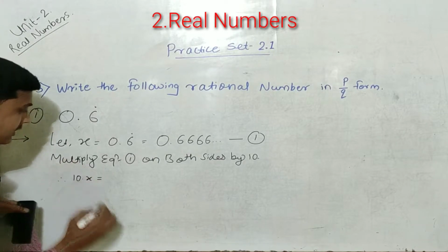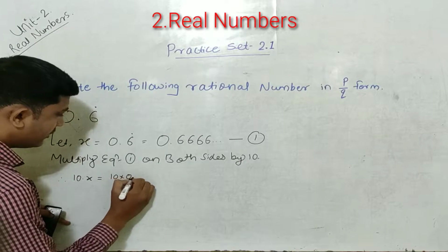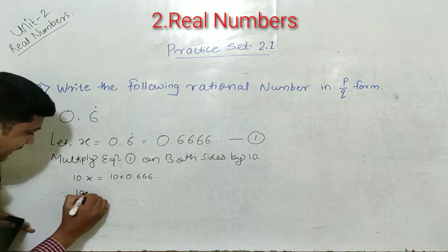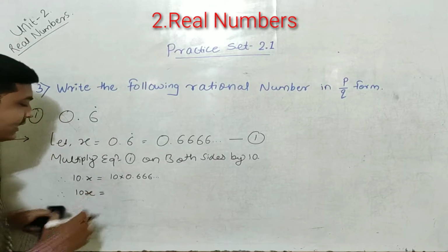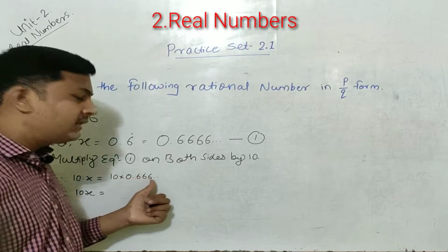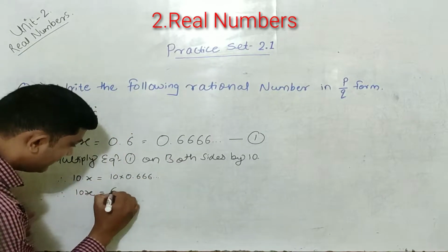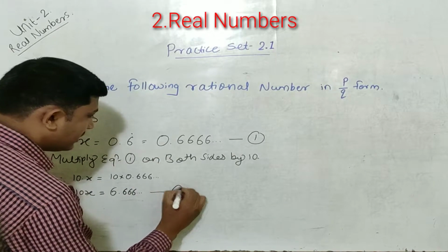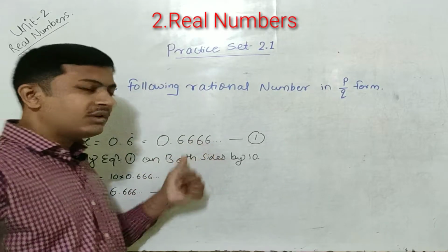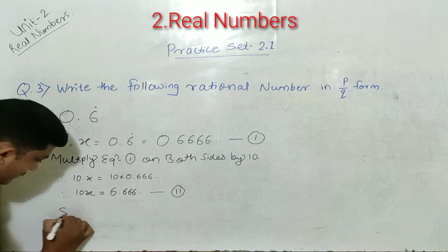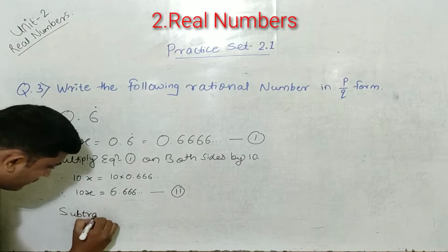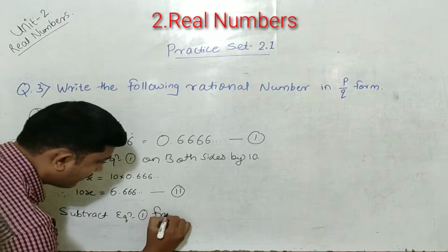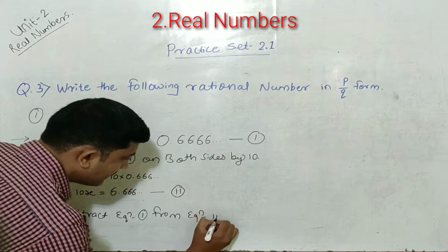10 times x is equal to 10 into 0.666 dot dot dot, which is equal to what? 10x equal to, if we multiply 10 to 0.666, we get simply 6.666 dot dot dot. Give it as equation 2. Now subtract equation 1 from equation 2.